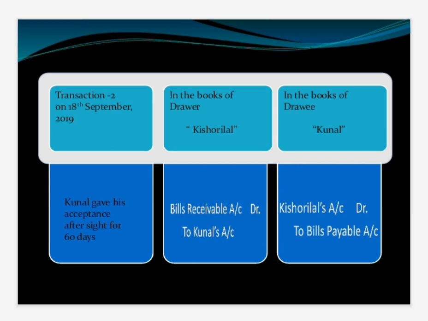Go to the next transaction. On 18 September 2019, Kunal gave his acceptance after sight for 60 days. Now, the drawer draws the bill of exchange and the drawee accepts the same. It means whenever a drawer draws the bill, we have to debit bills receivable account and credit drawee's account. Here, bills receivable account debit to Kunal's account. And in the books of drawee, Kunal, we have to debit Kisharilal's account and credit bills payable account.